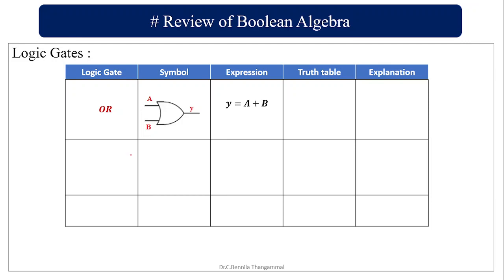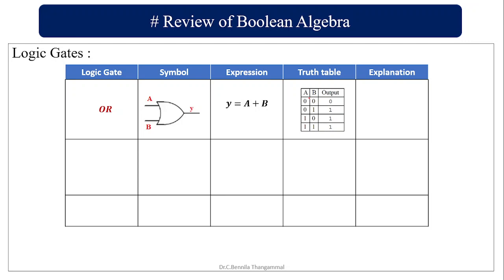So the expression is A plus B. In your Boolean expression, wherever you have this plus, we will be using this OR gate. So the truth table: A and B are the inputs. If it is a capital, you have to use a capital. Whatever variable you use here, that should be used in the truth table too, and in the expression too.